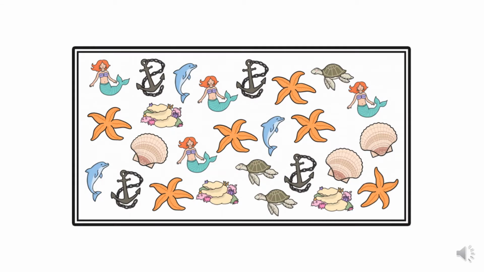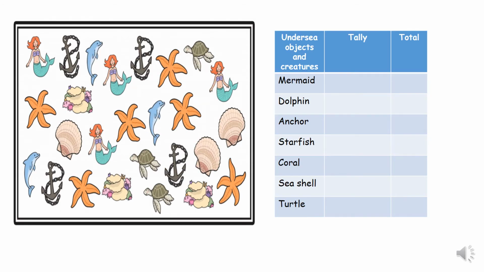So today we're going to create a block diagram using this picture of undersea creatures and objects. But before we can make our block diagram, we need to count the number of undersea objects and creatures. And I thought it would be fun to represent it in a tally chart, so you can help me create a tally chart. Let's start with the first item, which is mermaids. So we're going to count the mermaids together. 1, 2, 3, 4. 4 mermaids.